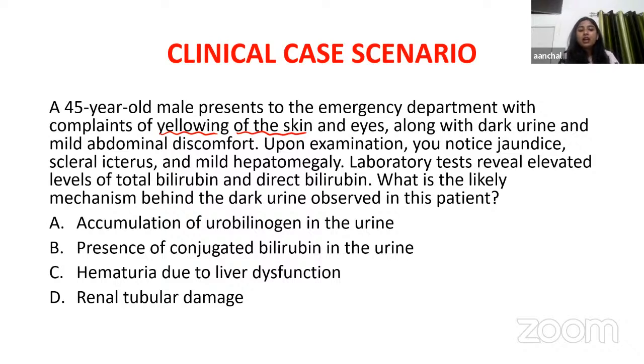What is the likely mechanism behind the dark urine observed in this patient? We have some options. First, accumulation of urobilinogen in the urine. Second, the presence of conjugated bilirubin in the urine. Third, hematuria due to liver dysfunction. And last, renal tubular damage. This we're going to discuss at the end of the session.